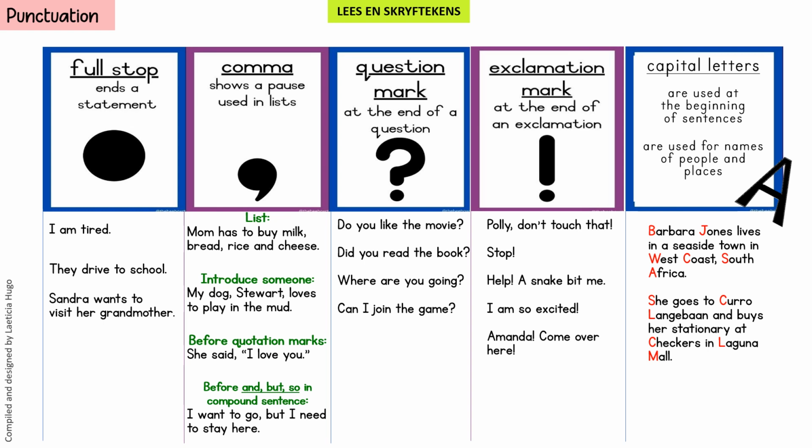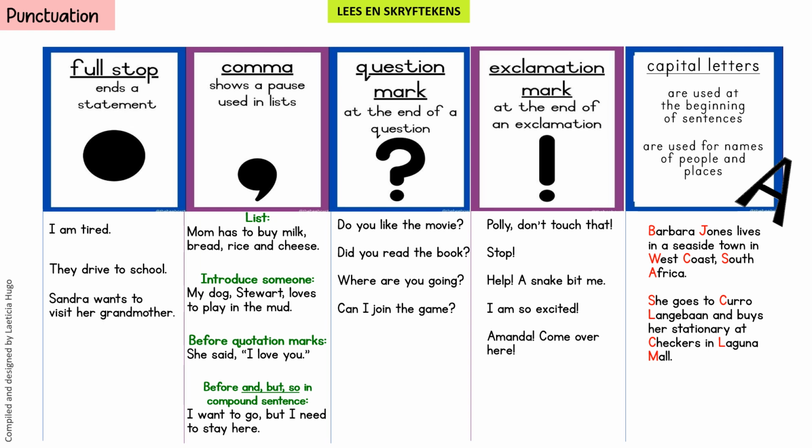A question mark is at the end of a question. That's quite easy. Do you like the movie? Did you read the book? Where are you going? Can I join the game? So immediately when you see the question mark, you know a question is being asked. Then exclamation mark, that is at the end of an exclamation. Exclamation is usually when you talk a little louder, or you are screaming a bit, or you are excited. Then we use an exclamation mark to show the reader that we are either excited or scared or angry.